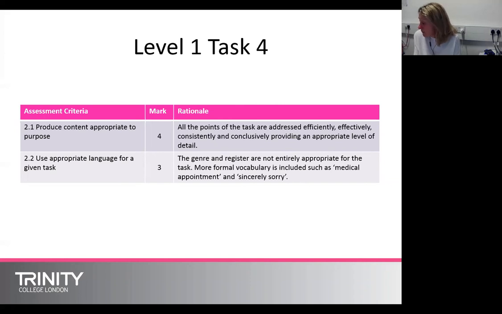Now, these are all the level 1 scripts that we're looking at. There are some more scripts for level 1 available that have been marked with benchmarks, so you can have a look at those if you feel that you need more practice for level 1. And we're going to move on to level 2.